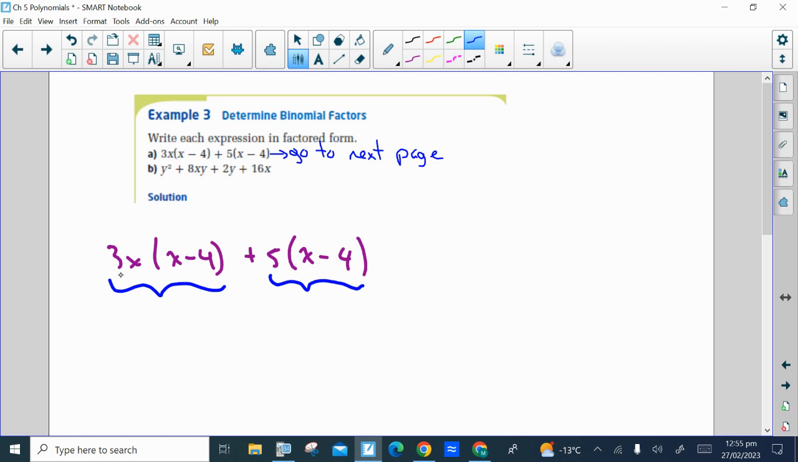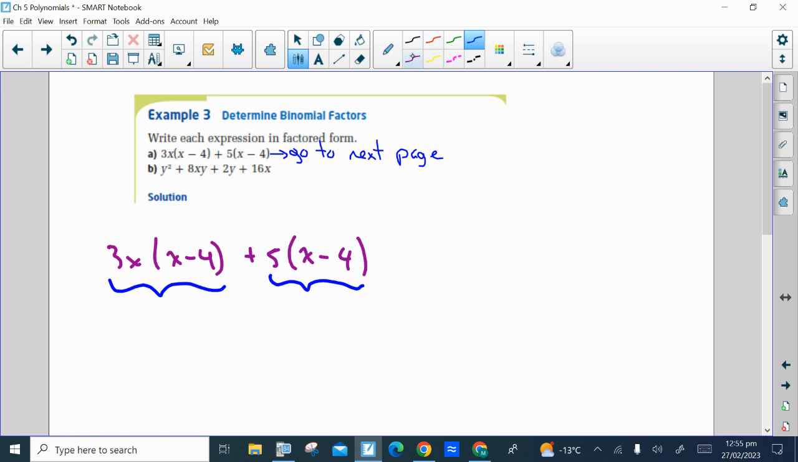Now, it's true that this first term actually has two factors. 3x is the first factor, x minus 4 is the second. Factors are things that multiply together. Same thing with the second term. There are two factors there. 5 is the first factor, x minus 4 is the second.